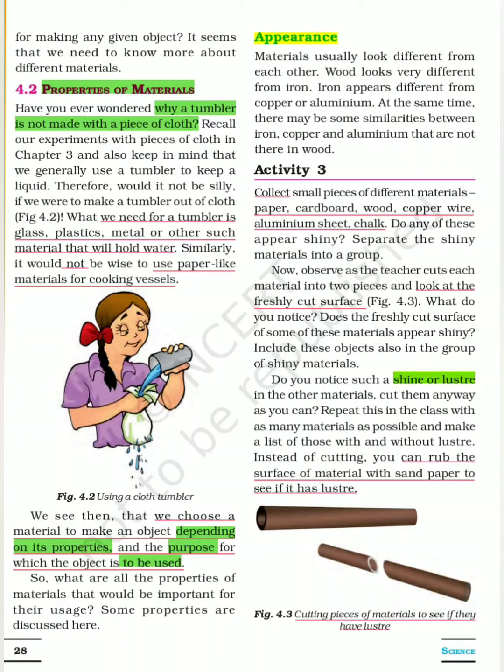So let's talk about some of the properties of materials. Number one is appearance. For this we will collect some materials like paper, cardboard, wood, copper wire, aluminium sheet, chalk, etc. Now we have to notice whether the surface of the material has luster, meaning shine, or not. For this, we can either rub the surface of the material with sandpaper or cut the material into two pieces. If the material has luster, it is known as a lustrous material, and the materials which do not have shine or luster are known as non-lustrous materials.